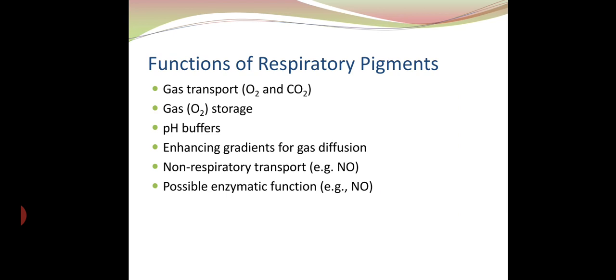The major functions of respiratory pigments are gas transport, mainly oxygen and carbon dioxide, and also gas storage, mainly the storage of oxygen. They maintain pH buffers, enhance gradients for gas diffusion, help in non-respiratory transport, and also help in enzymatic functions. These are the general major functions of respiratory pigments in organisms.